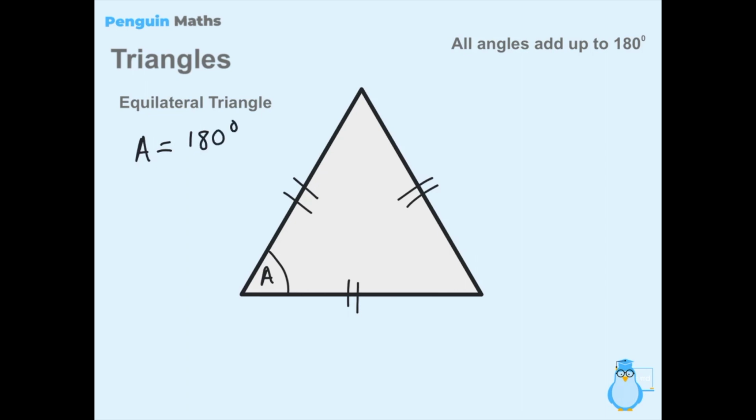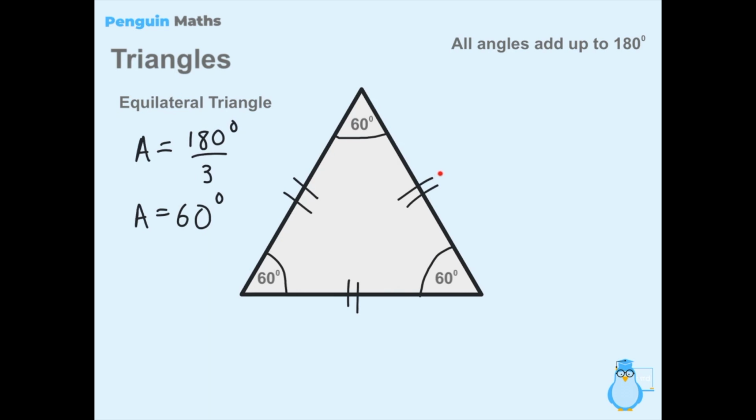180 degrees divided by 3, because the 180 degrees has to be divided up equally between each of the three angles, and that gives us a value of 60 degrees. So anytime we have an equilateral triangle, all of the angles are always equal to 60 degrees. And now the length can be anything.